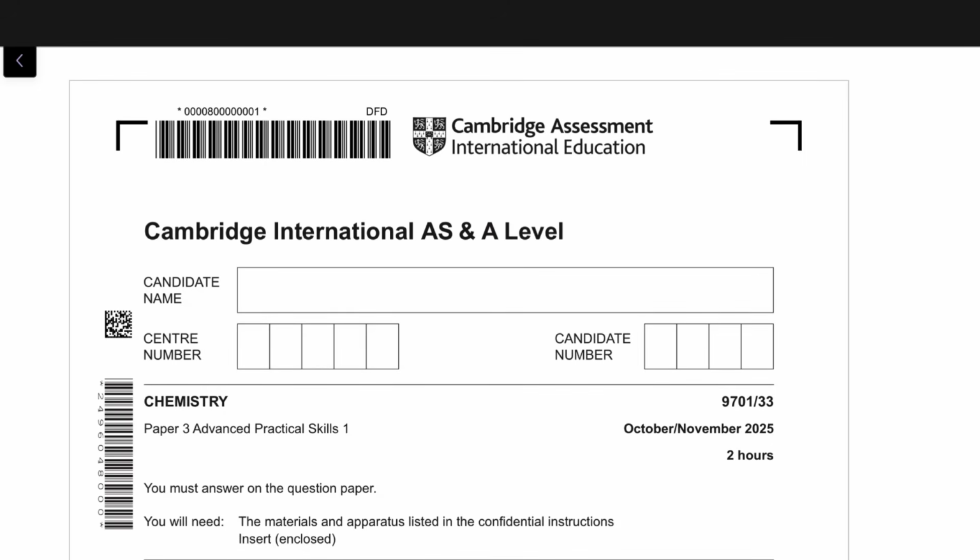Hiya, today I'm going to be solving the CIE AS Chemistry, October-November 2025, paper 33.